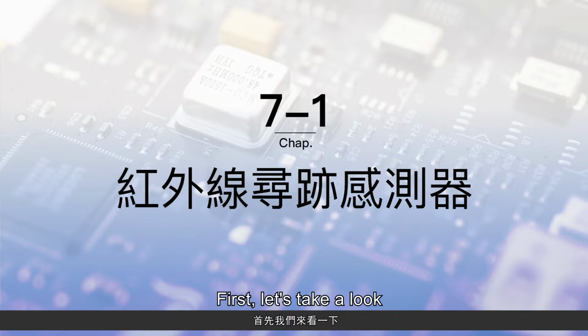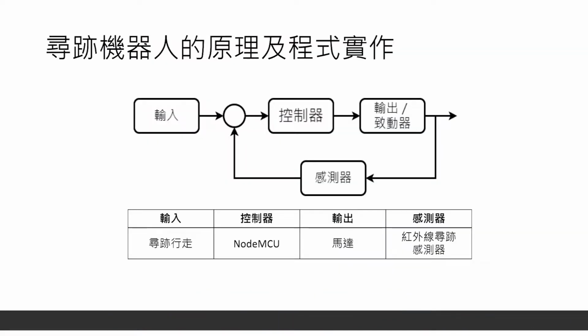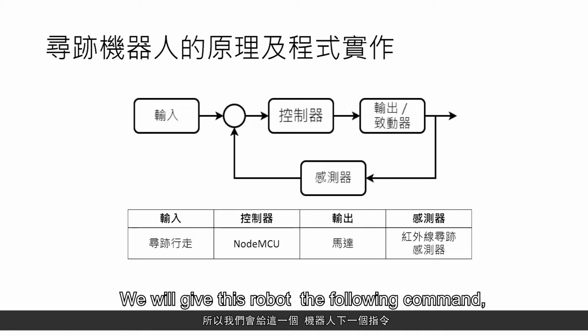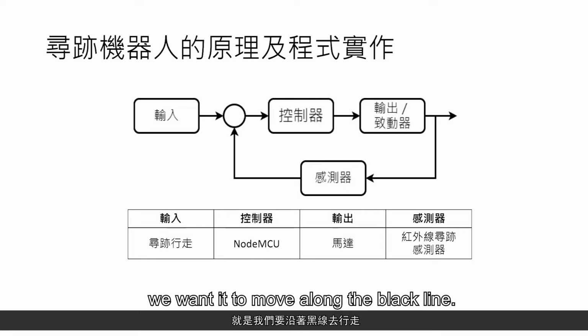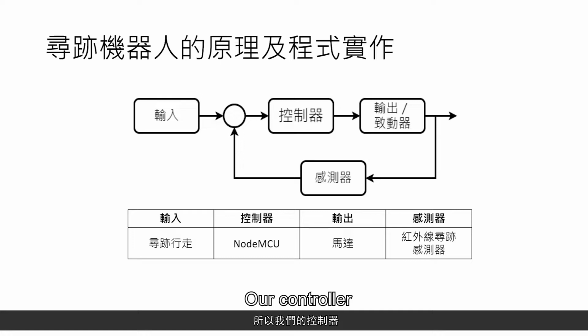First, let's take a look at the infrared tracing sensor. For the infrared tracing sensor, we will cover the tracing part. In this unit, we will give the robot the following command. We want it to move along the black line. Our controller will drive the motor. The motor will be the output. The vehicle will move by means of the infrared sensor.